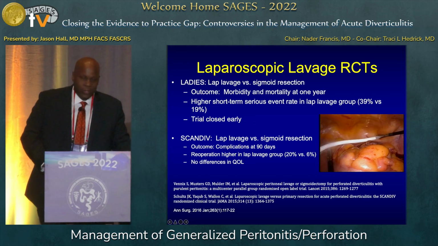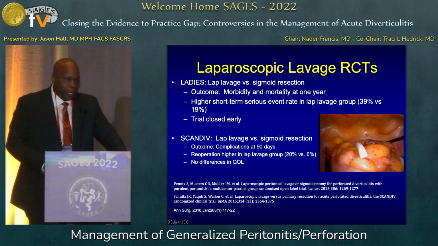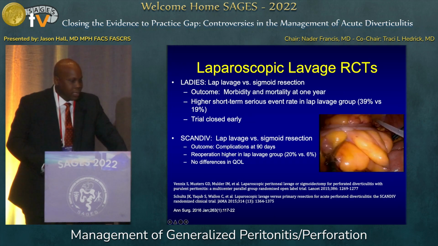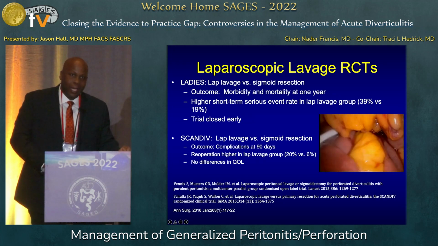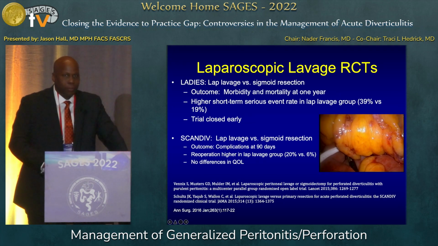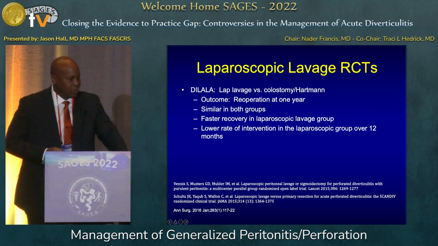Scandiv was a similar setup, except their primary outcome was complications at 90 days. The reoperation rate, again, in the lap lavage group was higher, 20 versus 6%. But at the end of the trial, no differences in quality of life.